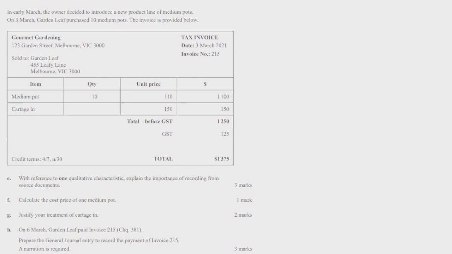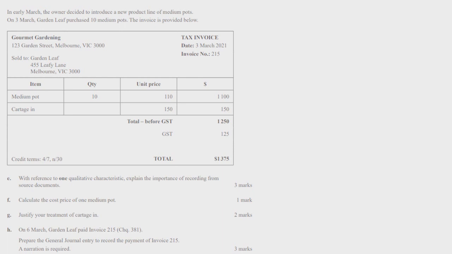How do you get those marks? Well, your first mark is identifying which qualitative characteristic it is. Your second mark is defining that qualitative characteristic. And your third mark is linking how that qualitative characteristic explains the importance of recording from source documents. Alright? I'm not going to tell you the answer, we're going to look at it in a moment, but that's the framework to properly writing a response for that question.